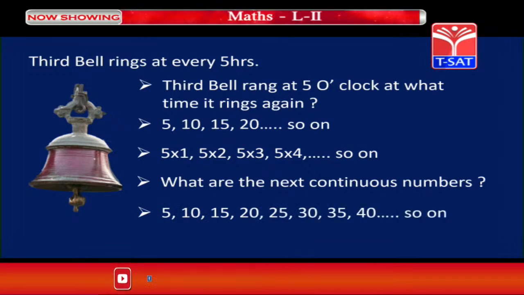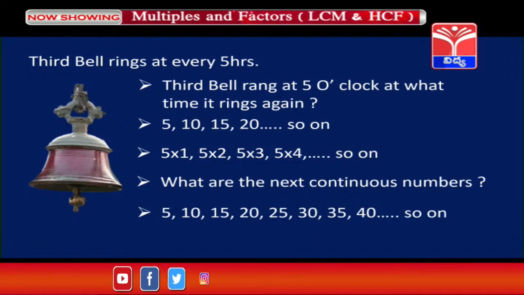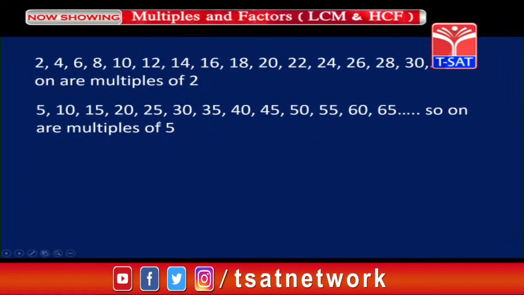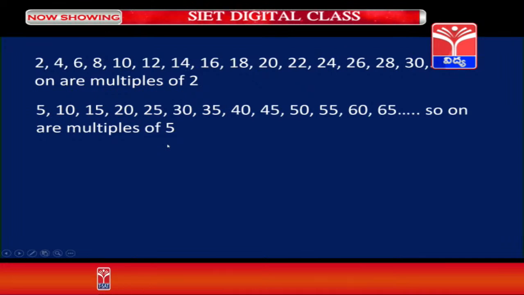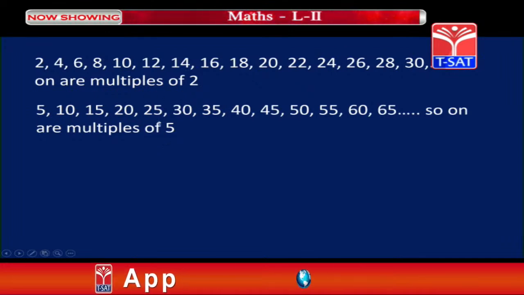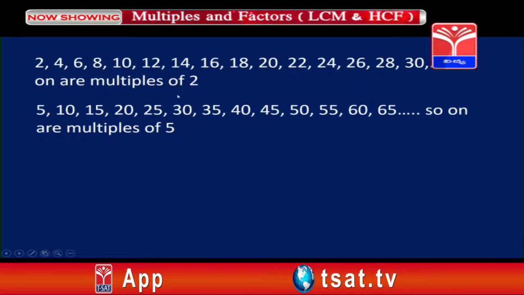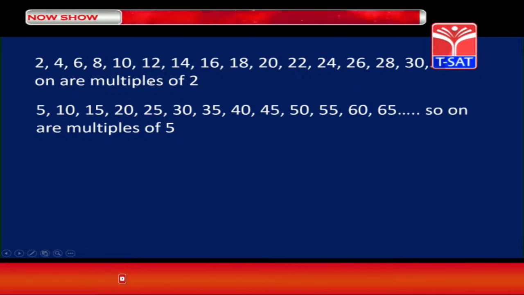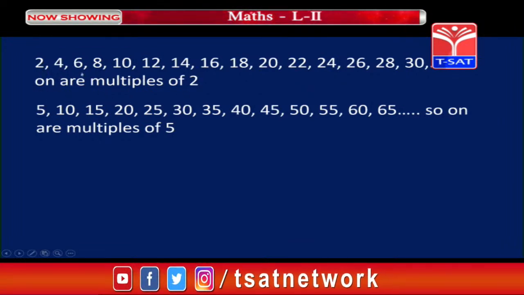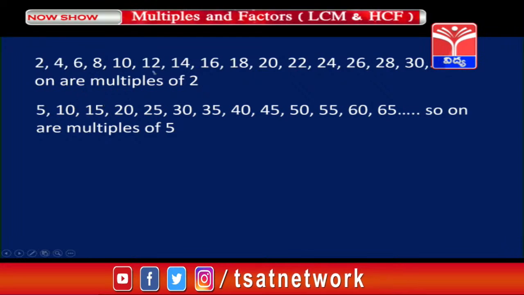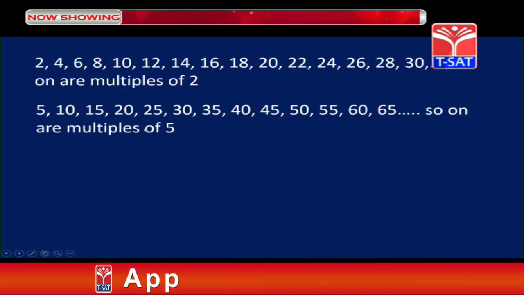Now let us look at the combination of multiples of 2 and 5. These are the multiples of 2 here. These are the multiples of 5 here. Children, write these multiples in your notebook. Before I show it here, you try to find the common multiples of 2 and 5. Can you find any common multiples here? See the numbers and try to find the common multiples here.